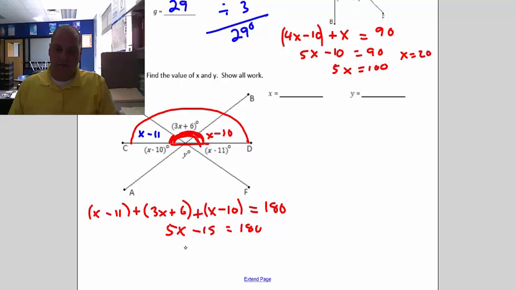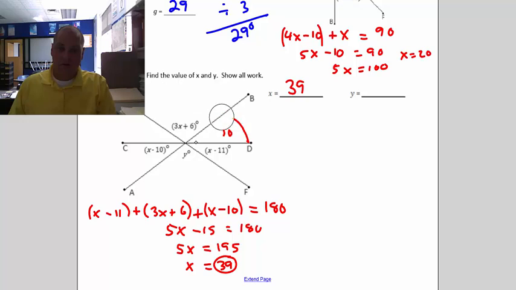All right, and then it would be 5x equals 195. And then x is going to equal 39 because 5 goes into 195 39 times. X is 39, which is one thing we wanted to find. Now we're still going to check that. If x is 39, we have to find out what y is. Well, remember, y is this angle, which is going to be equal to whatever this angle is. So we have to do some work here.